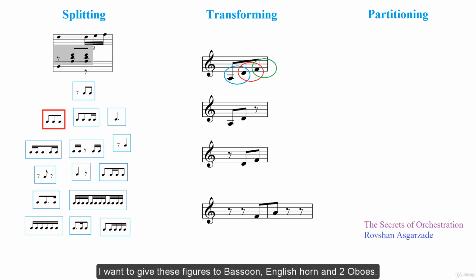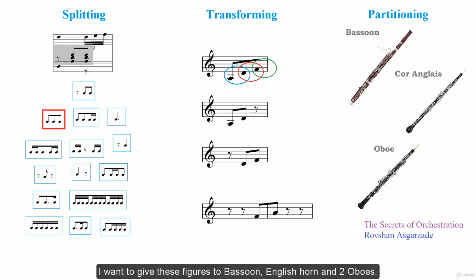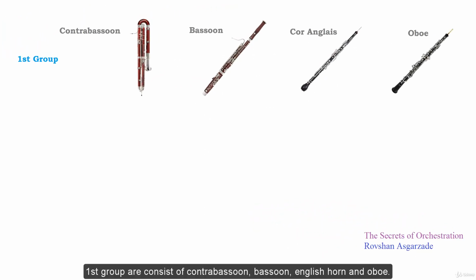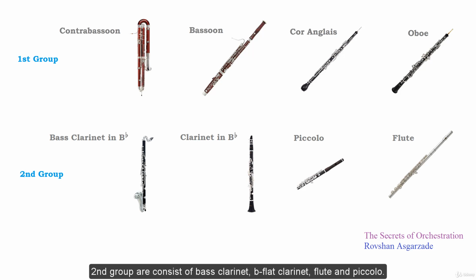I want to give these figures to bassoon, English horn and 2 oboes. There's a question: why do I share it between these instruments? The answer is simple. The wind section divides into 2 groups depending on sound character. The first group consists of contrabassoon, bassoon, English horn and oboe. These instruments are similar to each other in sound. The second group consists of bass clarinet, B flat clarinet, flute and piccolo. These instruments are also similar to each other in sound.